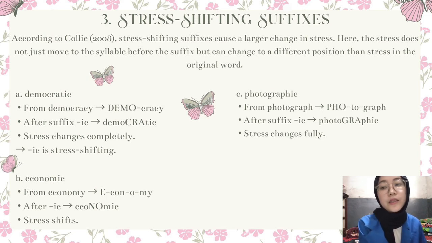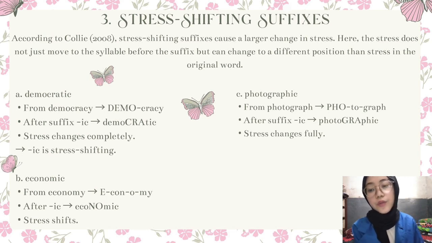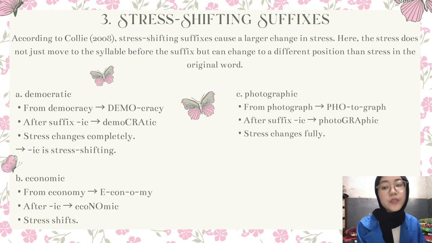Number 1 is democratic. From democracy, becomes democratic. After suffix ic, democratic. Stress changes completely. So ic is stress shifting. Number 2 is economic. From economy, economic. After it, economic. So stress is shifted. Number 3, photographic. From photograph, photographic. After suffix ic, photographic. So stress changes fully.